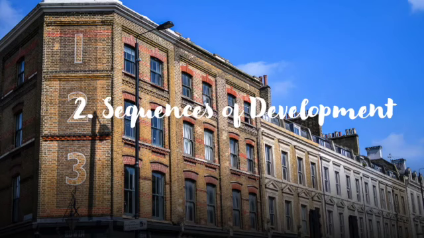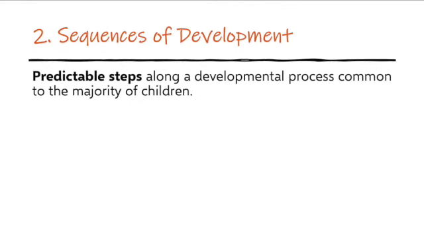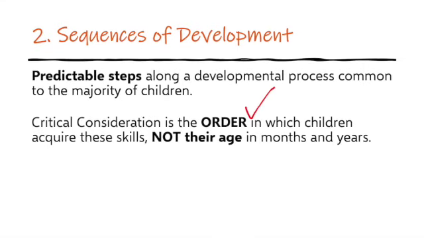The second principle we'll look at is the idea of sequences of development. As you watch children play and grow, you notice that there are predictable steps along developmental domains that you can see them evolve from one of those milestones to the next. That's the idea of sequencing. Those milestones do have a predetermined order for the most part. And that's the critical aspect of sequencing, the order of the skills.